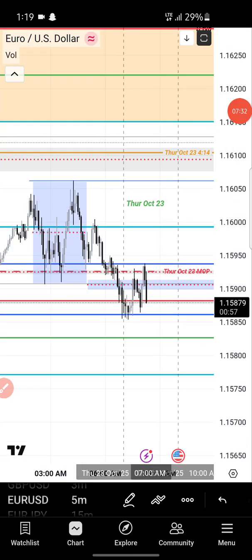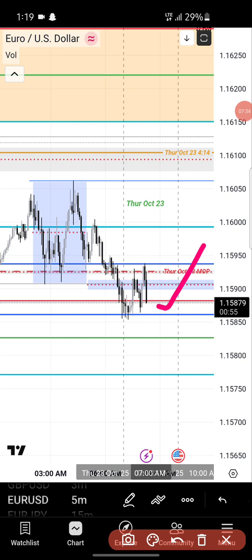So we see that the price has now retraced deeper, and this is why in trading, reduce your risk, because a lot of things can happen in trading. A lot of this kind of scenario can happen in trading. So let's see what happens more.